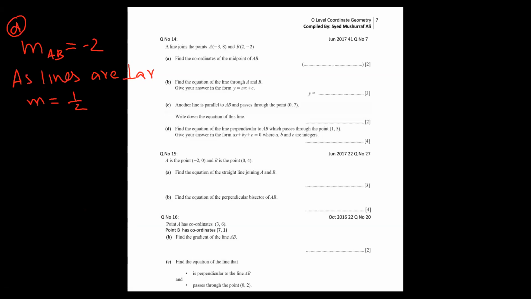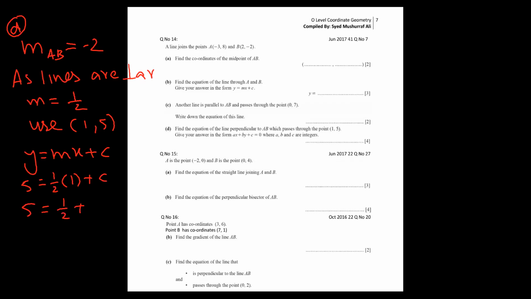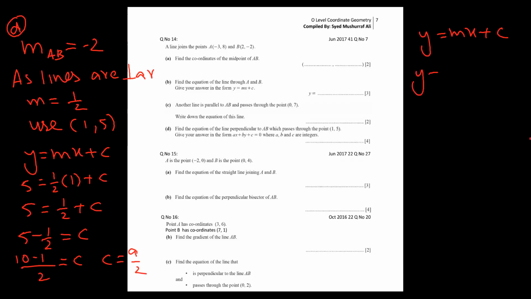Now I'm going to use the point 1, 5. The formula is y equals mx plus c. In the place of y, I'm going to put 5. In the place of x, I'm putting 1. In the place of m, I'm putting half. So 5 equals half times 1 plus c, and 5 equals half plus c. So 5 minus half equals c. Take the LCM: 2 fives are 10, minus 1, so c becomes 9 by 2. Now I finish my question. y equals mx plus c, but I will not put the gradient incorrectly, I will use this gradient and this c value here. So y equals half x plus 9 by 2.